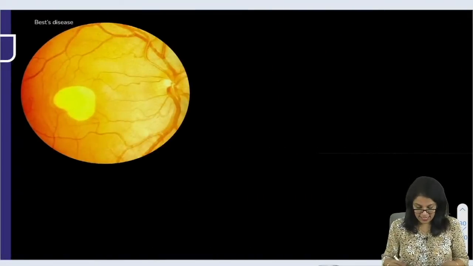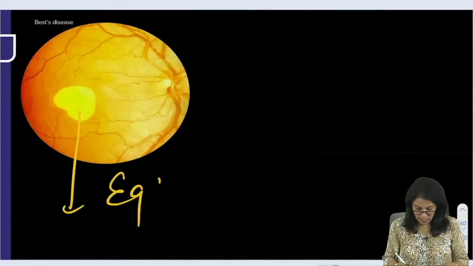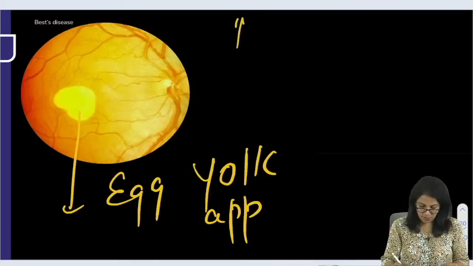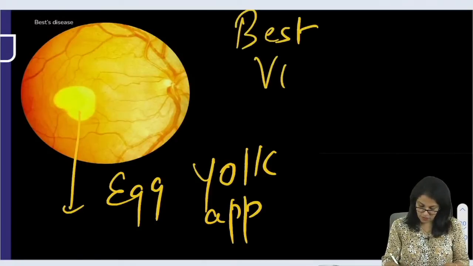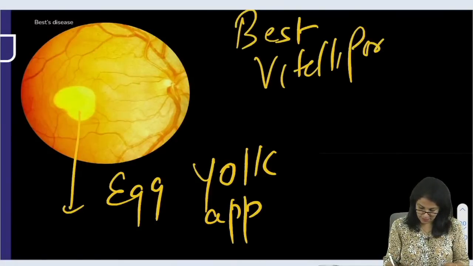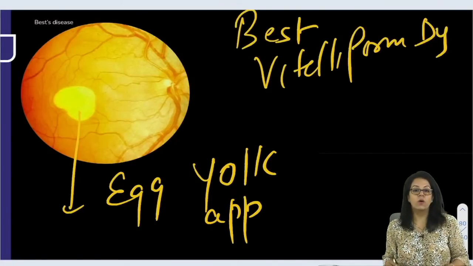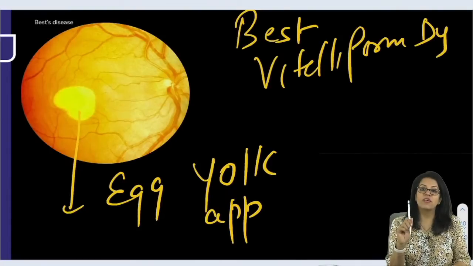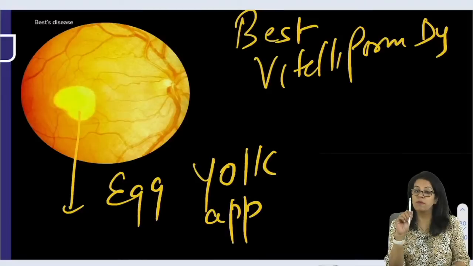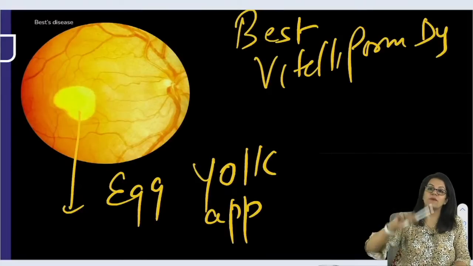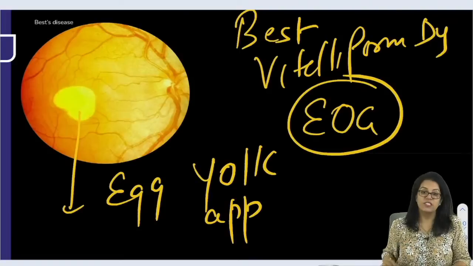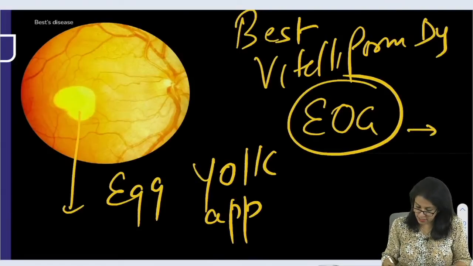Okay. And what is this? What are you looking at? I hope you all remember, this is your egg yolk appearance. Egg yolk appearance, we are talking about Best disease or Best vitelliform dystrophy. Okay, a very important exam question on Best disease. What is the value of Arden ratio? Everybody remembers Arden ratio? Light peak upon dark trough is what electrooculogram, which is the investigation of choice, measures.